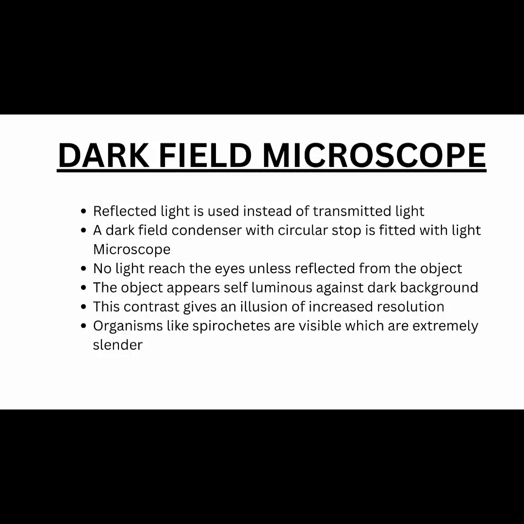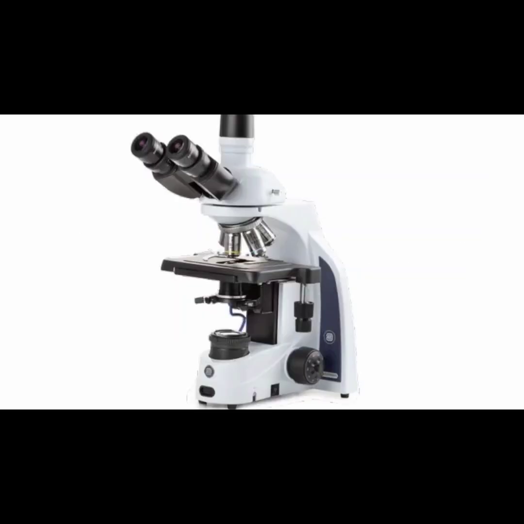So it is different from the light microscope, where the object is visualized as light. But in dark field microscopy the object appears self luminous against a dark background. The background is dark, while in the light microscope the background is white. Here the background is dark. That's the main difference. The object appears self luminous. This is the picture of the dark field microscope.